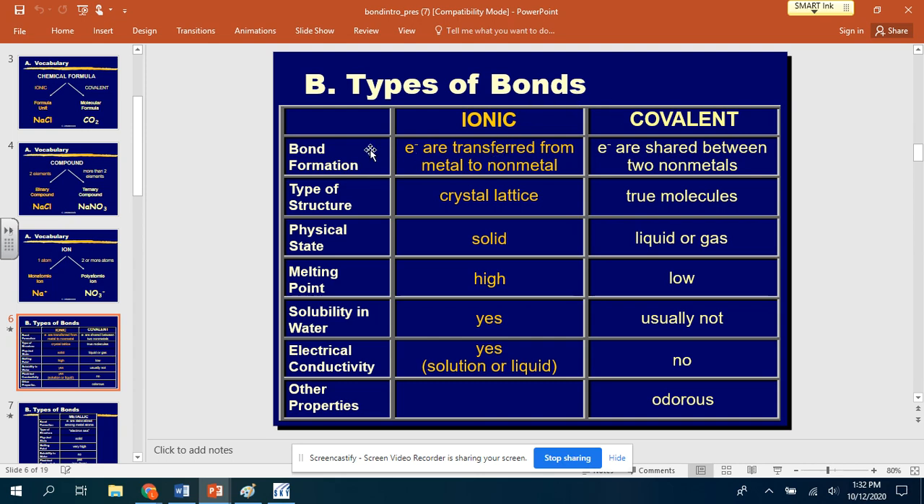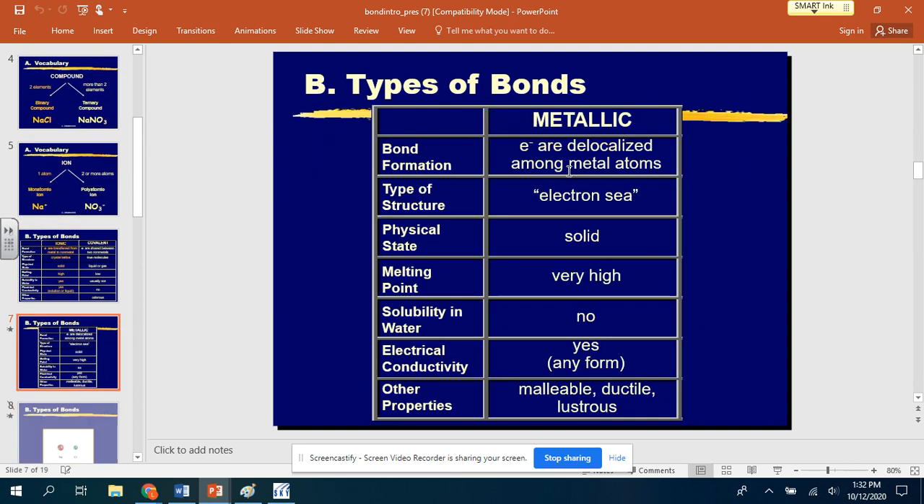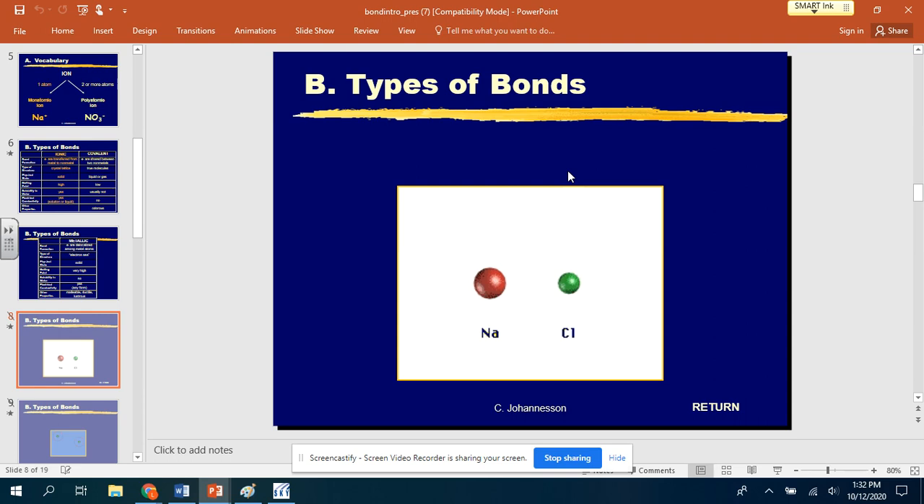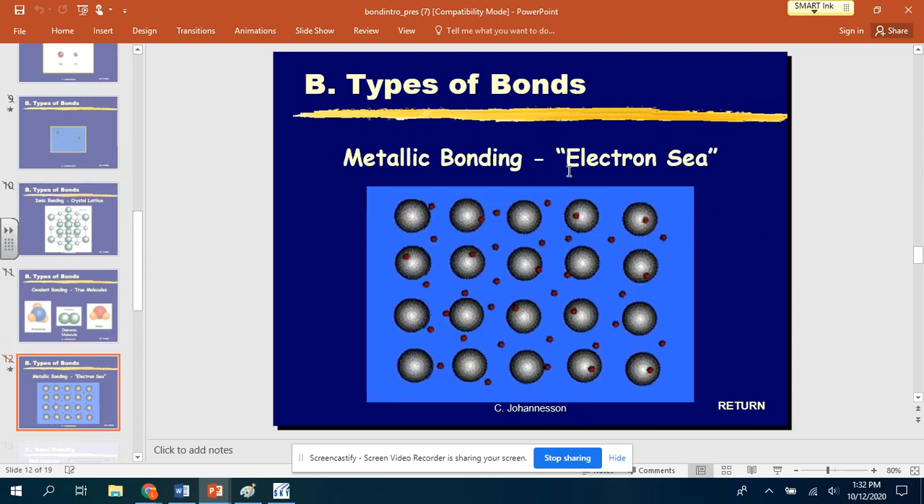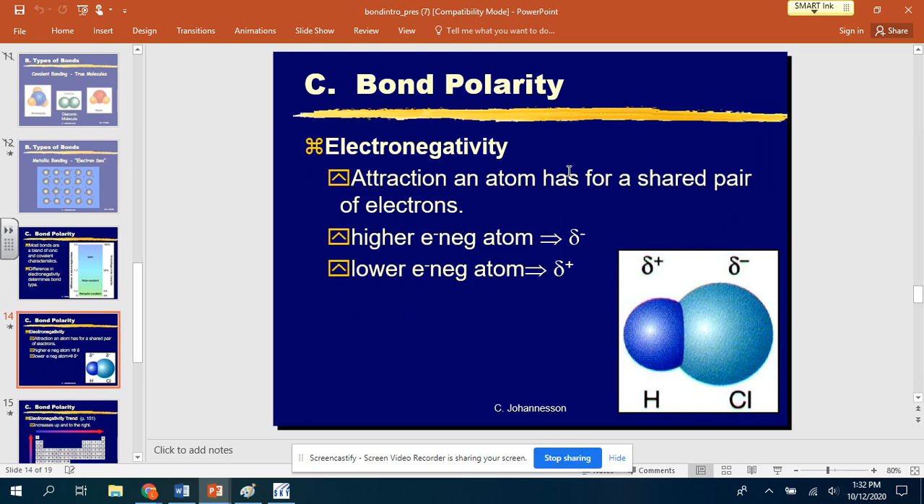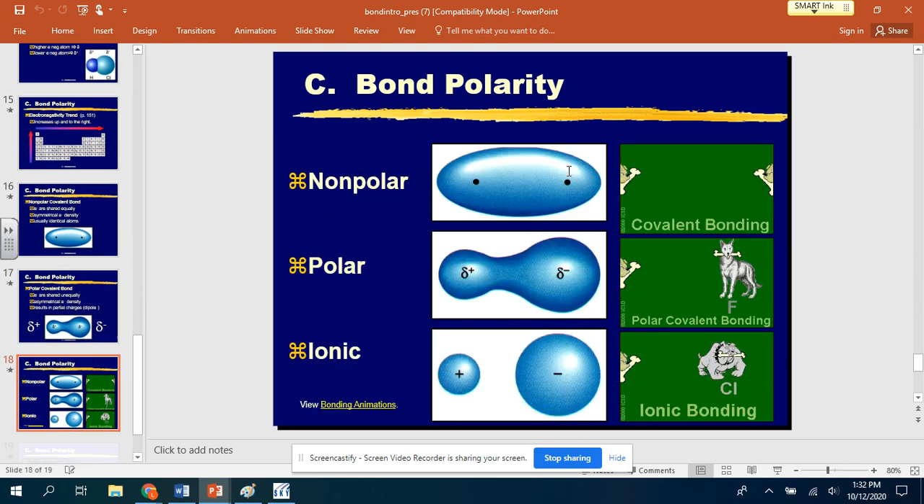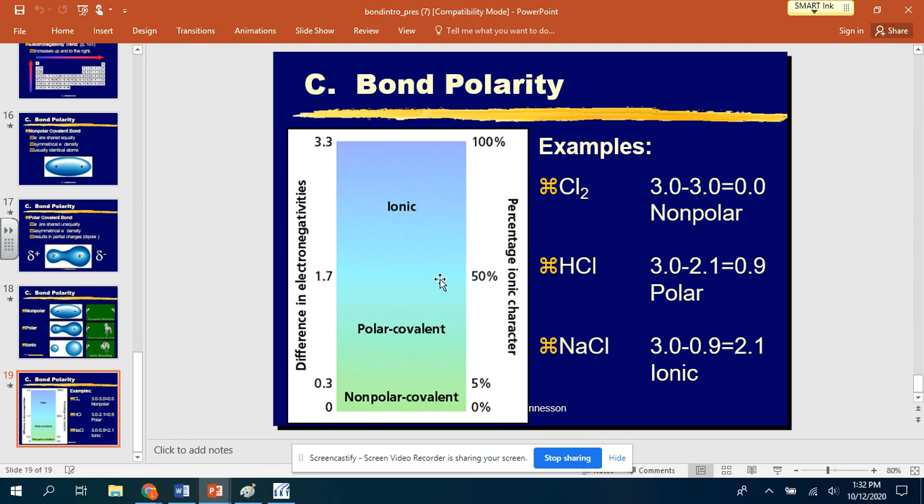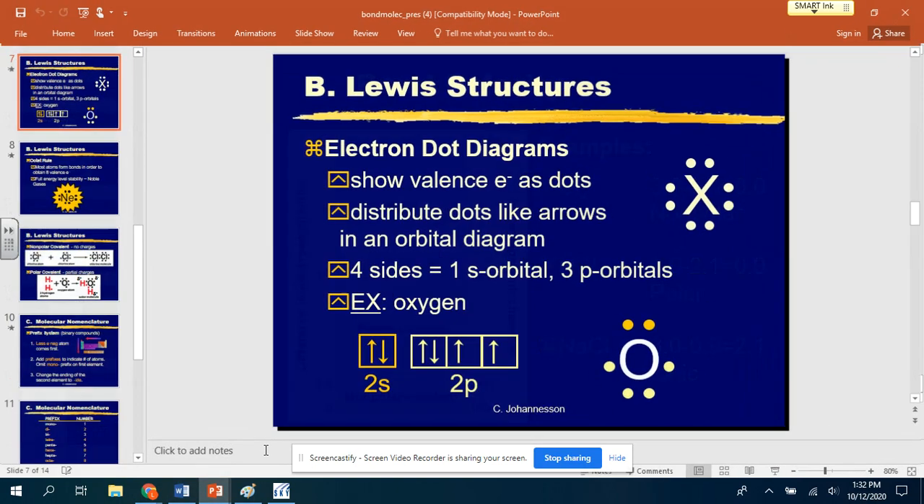Very important. So write down only this top row right here. You do not need all this other information in this chart. You need this top row of bond formation, and you need to know it for ionic and for covalent. You do not need this slide or any of this. That's why I'm going through them fast. We already talked about electronegativity. So let me pull up the other slide.